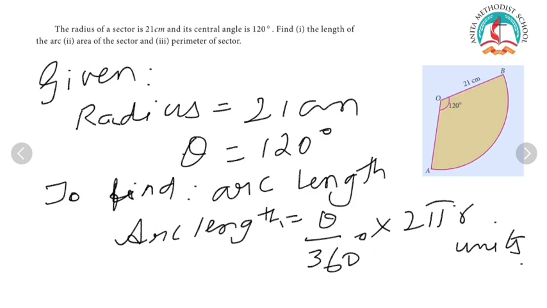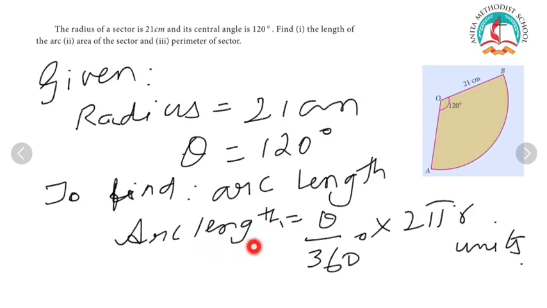Children, one more sum. It's given one sector. Here the radius and the angle are given. We have to find out the length of the arc, the area of the sector, and the perimeter. We know the angle, we know the radius. So given radius is 21 centimeter, theta is 120 degree. To find arc length, shall we find out the arc length, children?